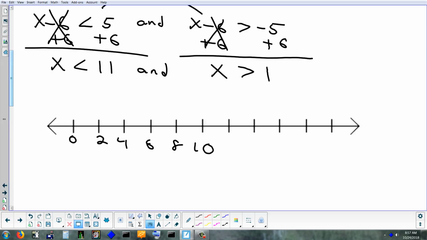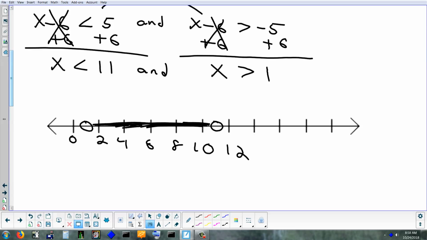So what kind of circle do I need on 11, open or closed? Chris? Open. So I'll put an open circle just in between 10 and 12. What kind of circle on -1? Nicole? Open. And it's an and, so am I going to shade between or in opposite directions? In the middle, yep. Shade between. And there's your answer. That's it. That's an and.